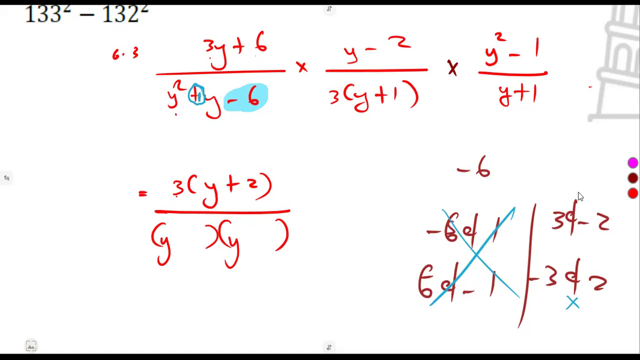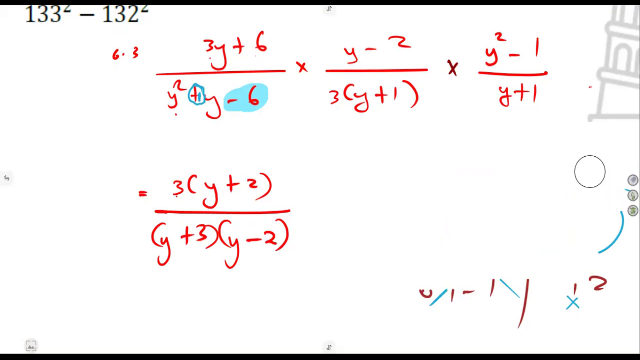Here, we're going to get a -1, but here, if we add, we're going to get a +1. So that's a positive 3 and a minus 2. So that is it here, guys.